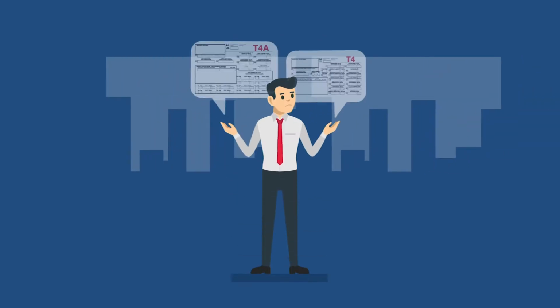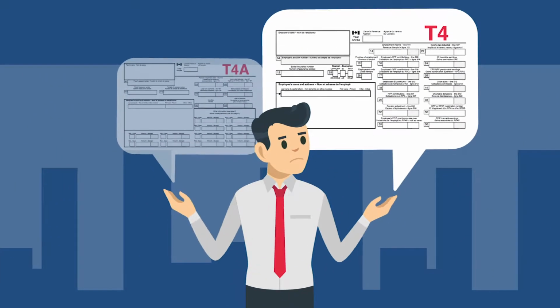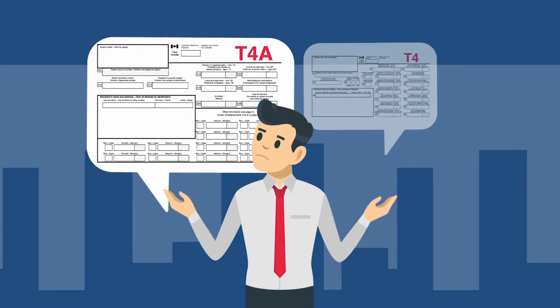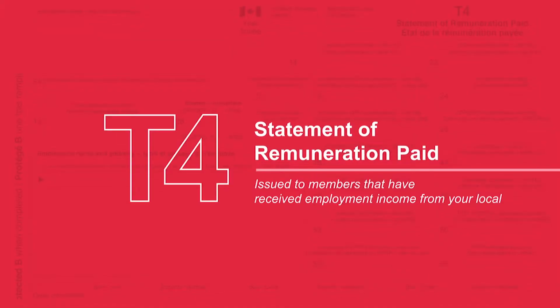The first thing Robert needs to know is the difference between a T4 and a T4A. As a UCTE leader, he will have to contend with both. A T4 slip should be issued to a member if the local paid that member employment income during the calendar year, such as reimbursement for loss of salary.